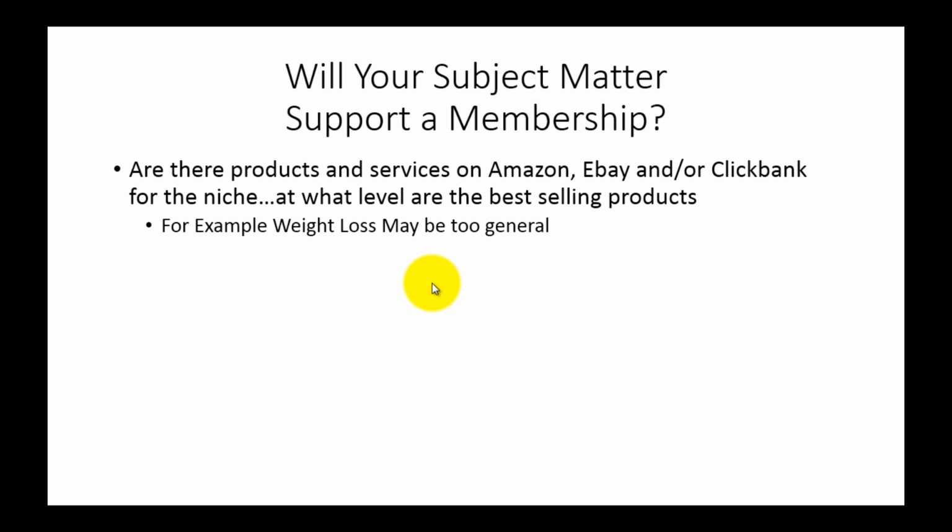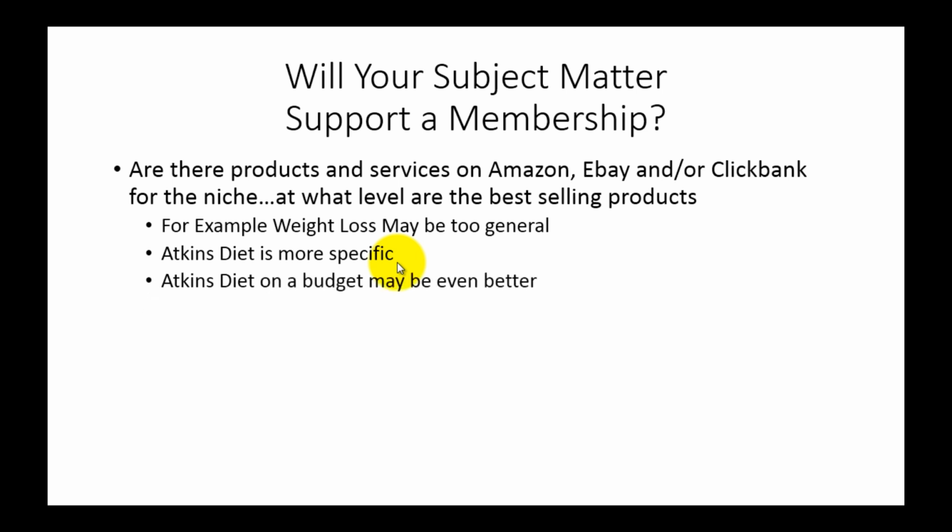Let's say that we were talking about weight loss and we wanted to start thinking about something even more specific, like the Atkins diet. Well, certainly there are books, there are products on Amazon or eBay or ClickBank on the Atkins diet, but we're talking about a membership where people are going to be willing to pay. And if we can, we might even want to go one level deeper, where we're talking about how can you do the Atkins diet on a budget.